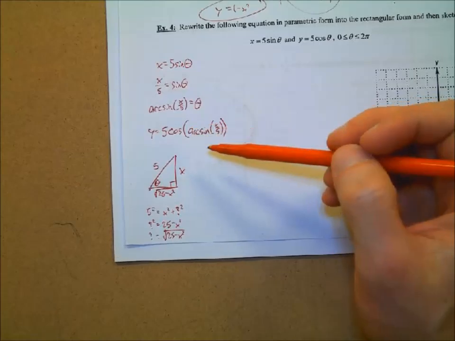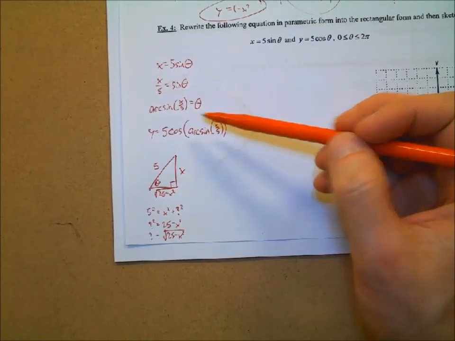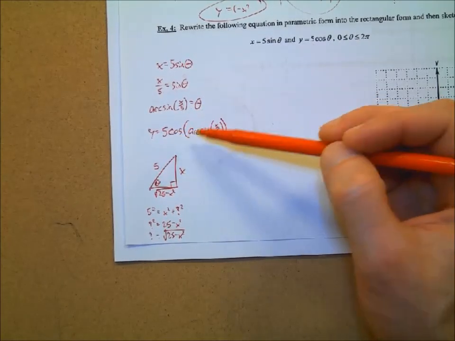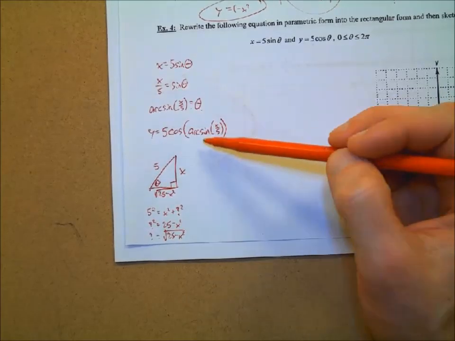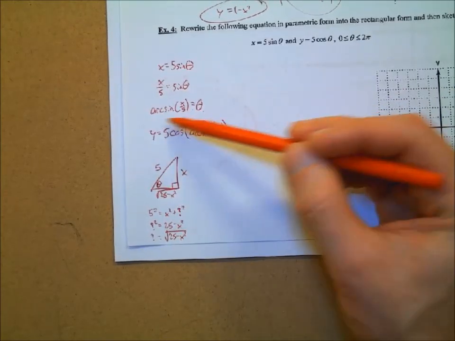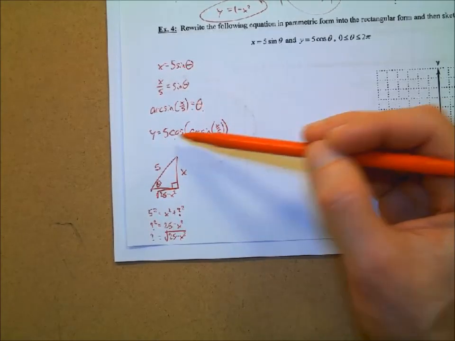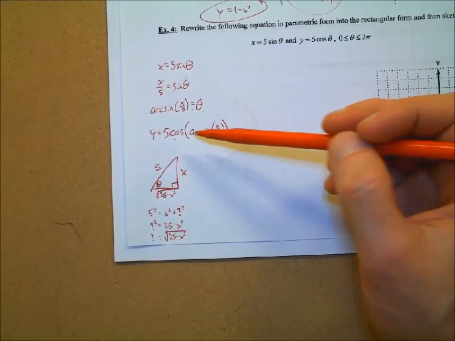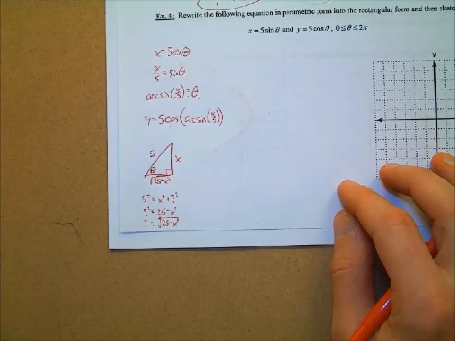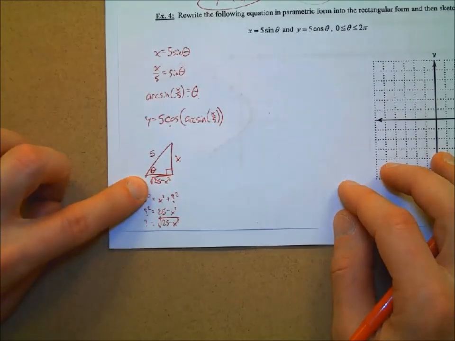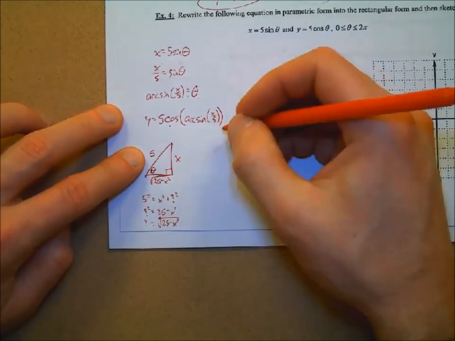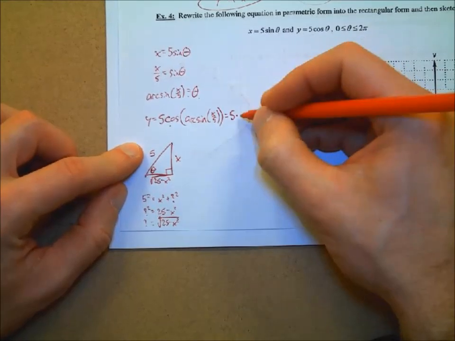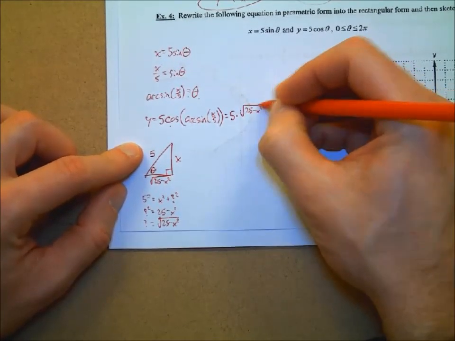All right, so why do we do all of this? Well, arc sine of x over 5 is equal to theta. So when I take the cosine of the arc sine of x over 5, I'm really just taking cosine of theta. So I can evaluate this just as if I'm evaluating cosine of the arc sine of x over 5. What is cosine of theta? Root 25 minus x squared over 5, the adjacent leg over the hypotenuse 5. So this is equal to 5 times root 25 minus x squared over 5.